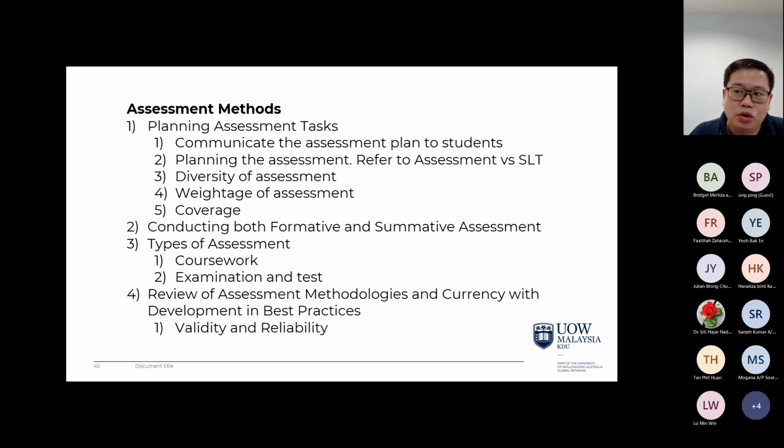So basically, you want to look into your currency, how current or relevant is your particular assessment. So here we look into validity and the reliability of your assessment itself. No point continuously using an assessment method that is not valid nor is it reliable. Then you will cry. Okay.